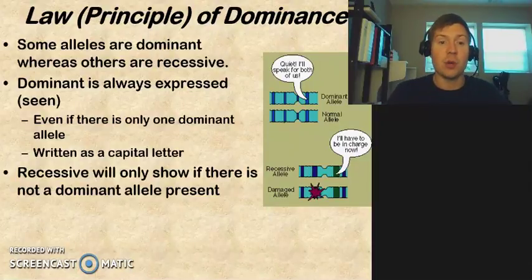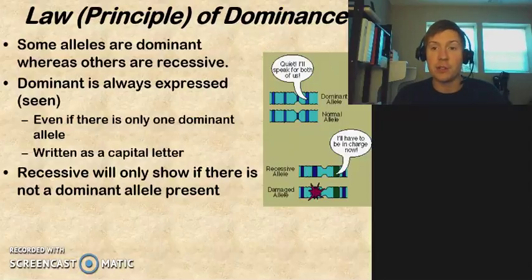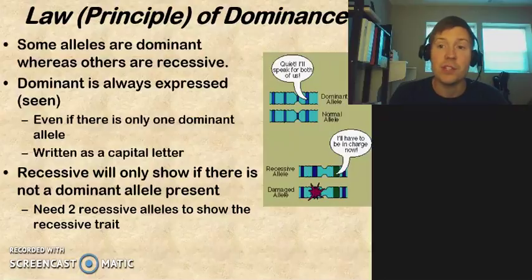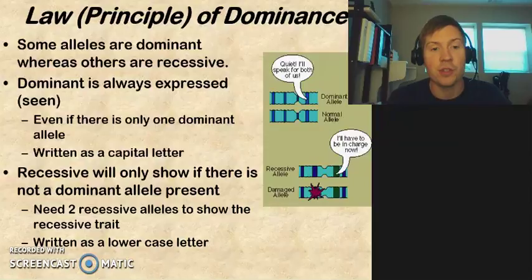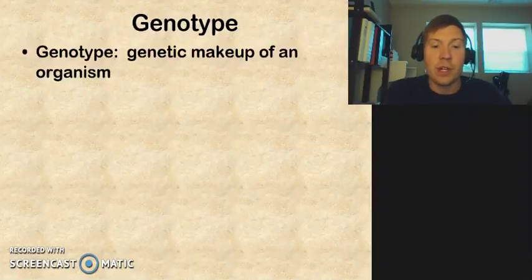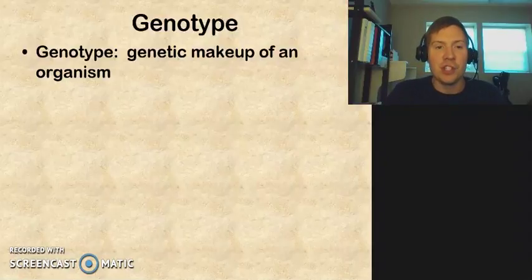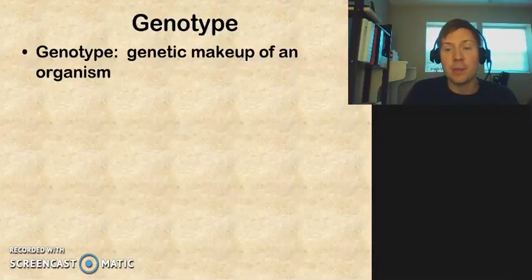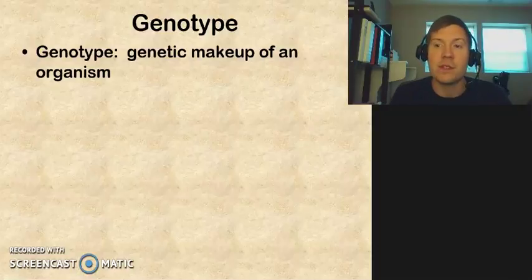So the recessive allele will only show up if there's no dominant allele present. Because if the dominant allele is there, it gets covered up. So you can only see the recessive if there is no dominant. So you need two recessive alleles to show the recessive trait. This is usually written as a lowercase letter. So another term that you will get very familiar with is genotype. This is the genetic makeup of an organism. This is the alleles of the organism for whatever trait you're looking at, written out as letters.